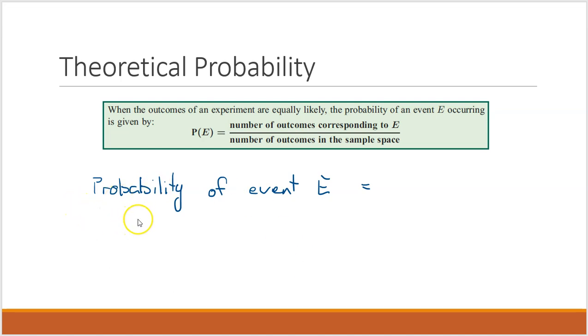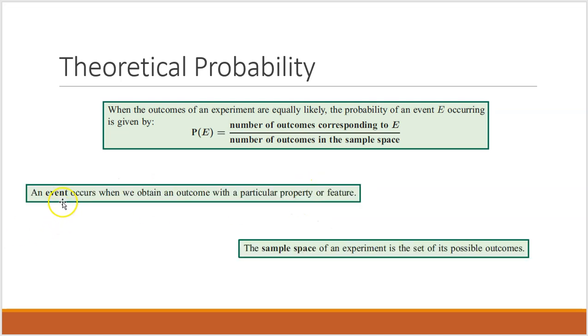Now, what we need to do is ask ourselves, firstly, what is an event? An event occurs when we attain an outcome of a particular property or feature. So an event itself is the action of, let's say, a phenomena occurring. Say if you're flipping a coin, you could say the coin flip is an event. Now the second part is sample space. What is sample space? Well, a sample space of an experiment is the set of possible outcomes.